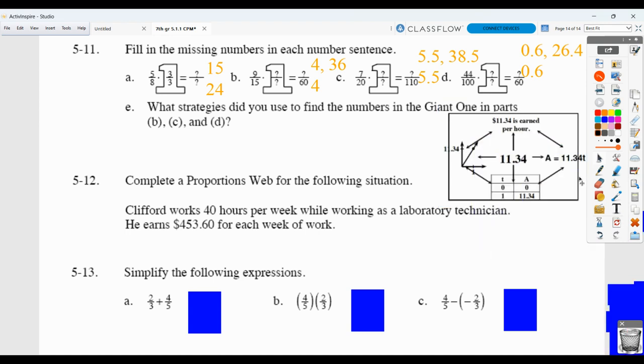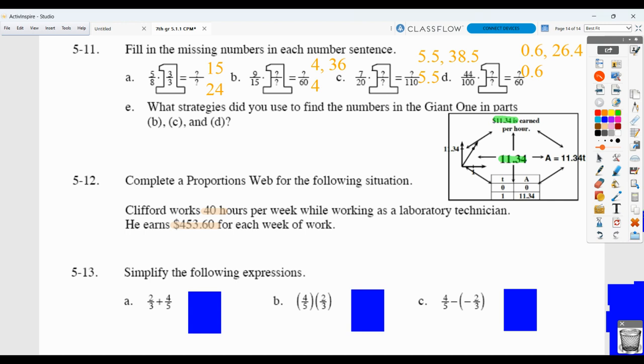So, for the proportions web, again, what do we need for a proportions web? First of all, we need to know what he is earning per hour. So we're going to take the amount of money he makes, divide by the number of hours, and what we find is he is making $11.34 per hour. That will then be our constant of proportionality.